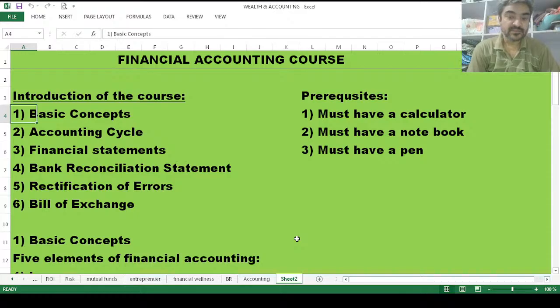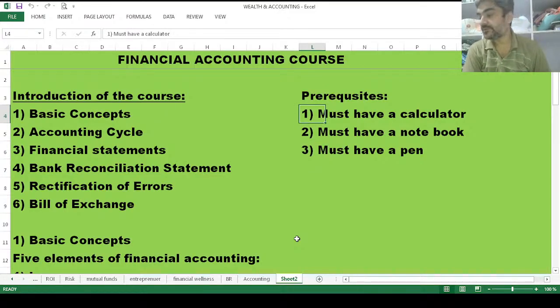We will be learning basic concepts, accounting cycle, financial statements, bank reconciliation statement, rectification of errors, bill of exchange. Then I asked you to have these three items all the time: a calculator, a notebook, and a pen.